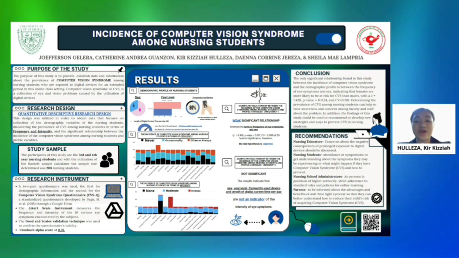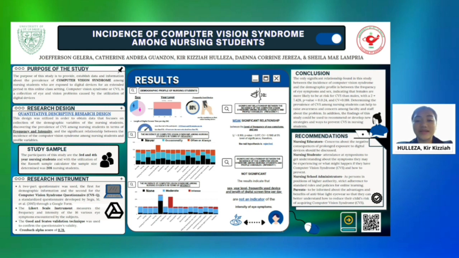The survey questionnaire is a standardized questionnaire with a Cronbach alpha score of 0.78, and it will be self-administered to the participants. The questionnaire will first present the letter of request for the participation in the study. Then, part 1 of the questionnaire will ask for their profile variables, which include age, sex, year level, which type of device is used frequently, and length of digital screen time per day. Lastly, part 2 is the computer vision syndrome questionnaire.